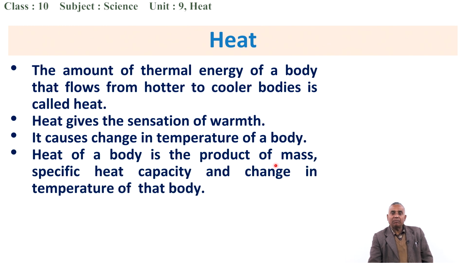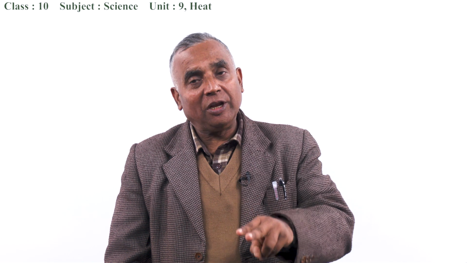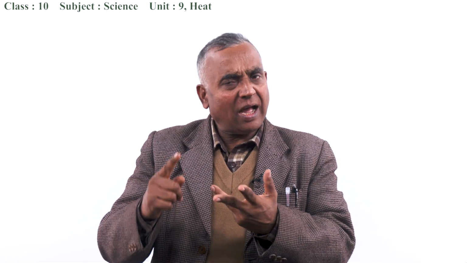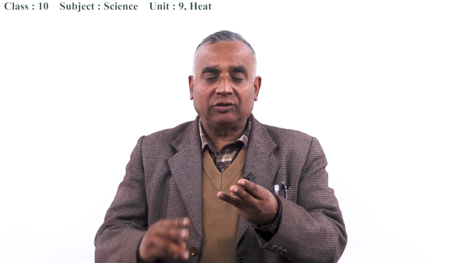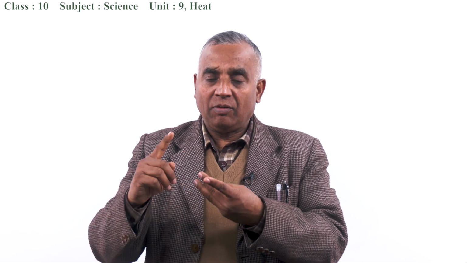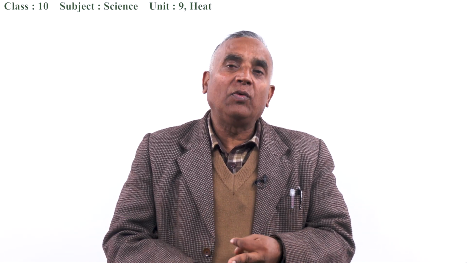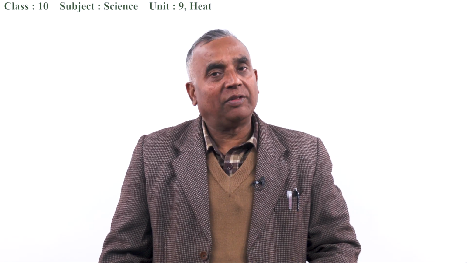Heat of a body is the product of mass, specific heat capacity, and change in temperature of that body. There are three factors of heat. How many factors were there of thermal energy? Only two: number of molecules and average kinetic energy, in other words, mass and temperature. But here there are three factors. One is mass. Next is specific heat capacity, about which you will be taught later, don't worry. And the third is change in temperature of the body.